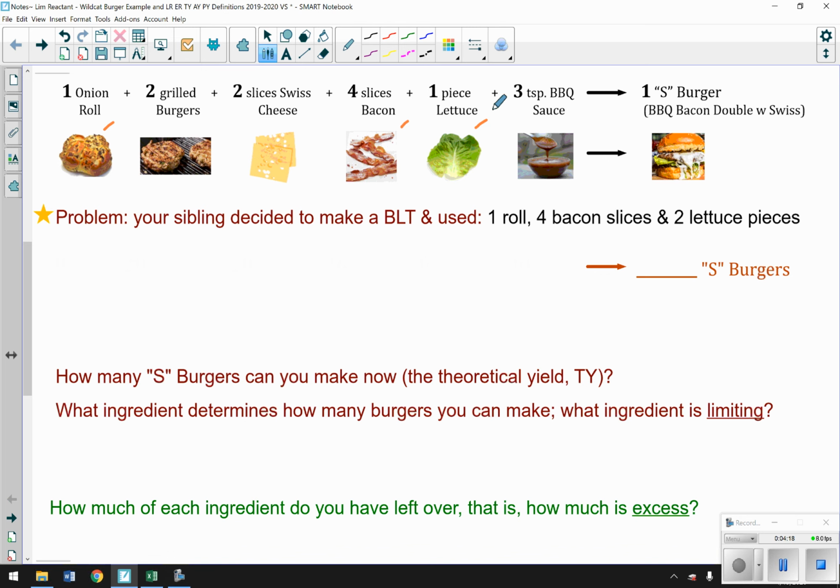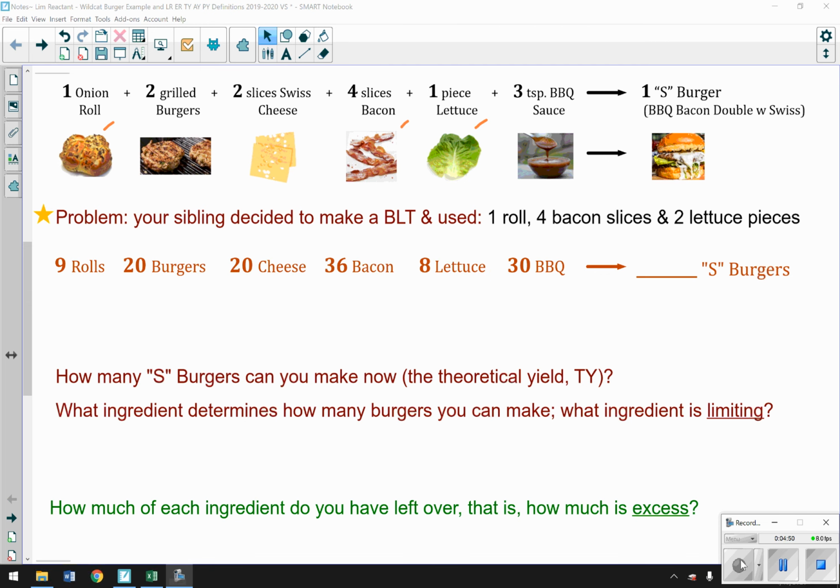Now you get up the next day, and you open up the fridge and you're like, hey, who ate the bacon and the lettuce and my roll? I needed to make 10 S-burgers. And so now what you want to figure out is, how many S-burgers can you make once we subtract the number of ingredients that your pesky sibling had for his snack? Let's see.